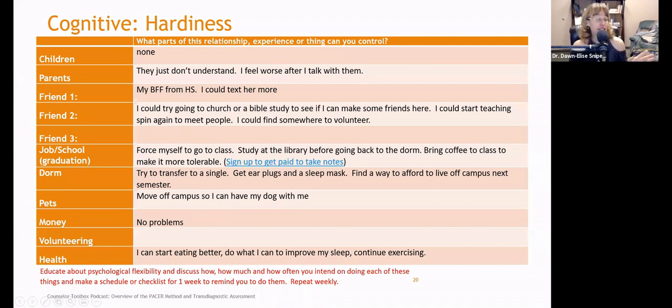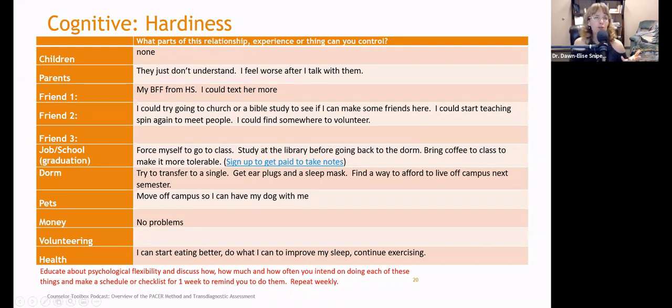Hardiness. Well, she has no children, so she doesn't need to worry about focusing on that. With her parents, she says they just don't understand. I feel worse after I talk to them. There's nothing that she can control about that. So she feels like at this point she wants to talk to them less. And while I'm not going to recommend less contact with your parental supports or your social supports, we did put that in there. Just she doesn't feel like there's much in that relationship she can control unless she succeeds at school.